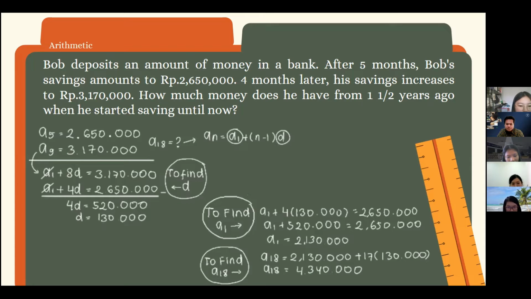The equation is An equals the first term plus N minus 1 times d. So we can do elimination to find the common difference by subtracting. We cut out the first term A1. 8D minus 4D is 4D, and 3,170 minus 2,650 equals 520. The common difference equals 520 divided by 4, which is 130, so 130,000 rupiah.